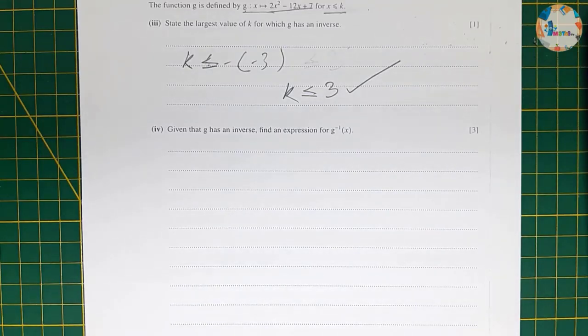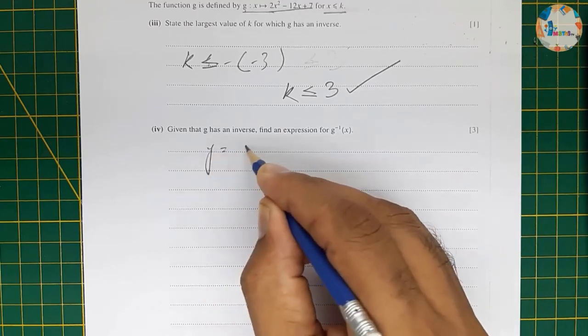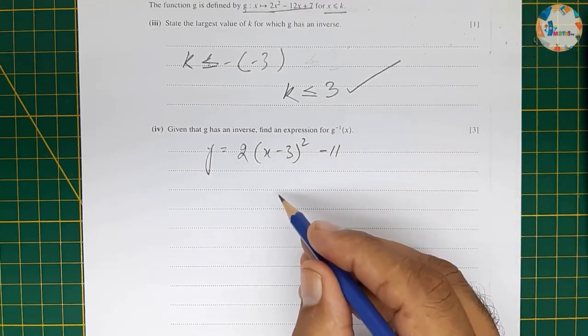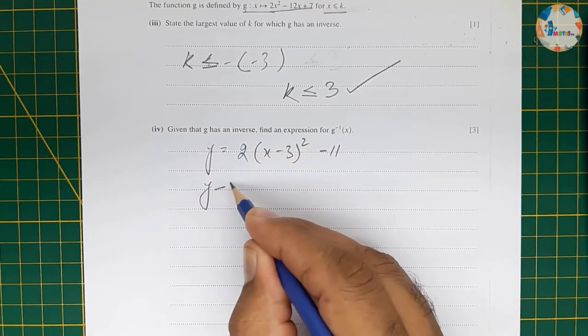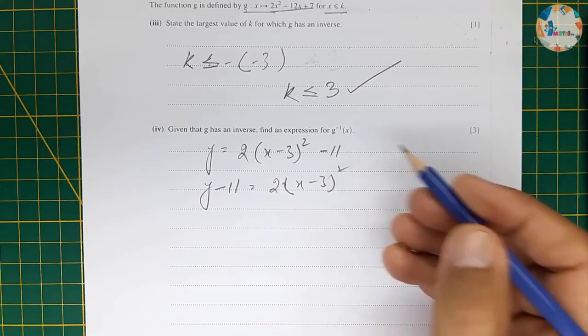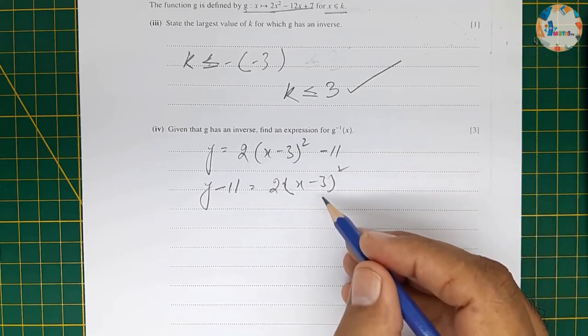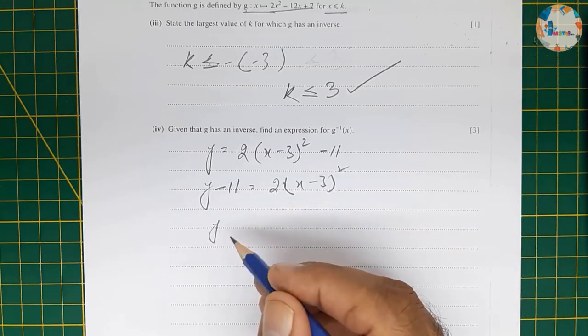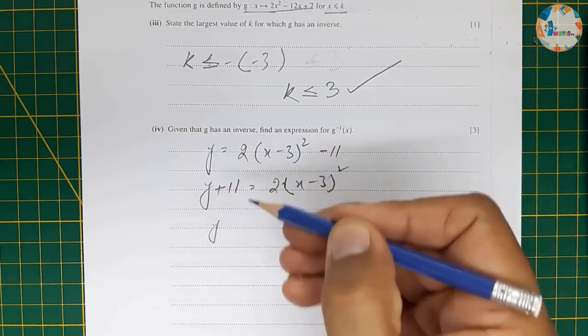Now, for the fourth part, given that g has an inverse, find an expression for g inverse of x. We know y is equal to 2 into x minus 3 squared minus 11. This is what we have done in part 1. 11 will shift to this side. So y plus 11 is equal to 2 into x minus 3 squared. So we'll have to basically make x the subject. So we will shift this 2 also to this side.